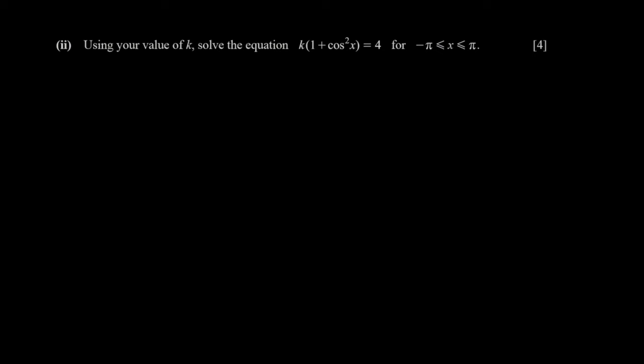Okay, then using your value of k, solve the equation k(1 + cos²x) = 4 for the domain of negative pi to positive pi. Okay, well, we got k is equal to 3. So this is 3(1 + cos²x) = 4. So that's going to be 1 + cos²x = 4 divided by 3.